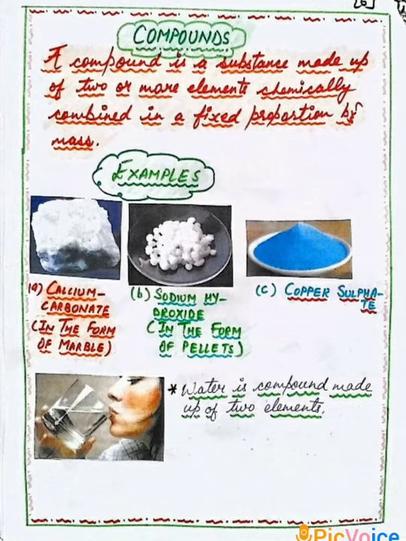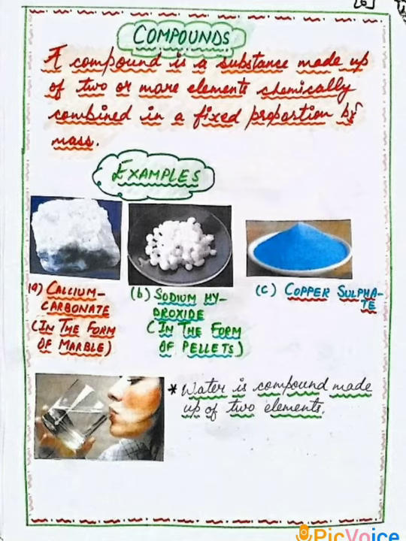Now, compounds. A compound is a substance made up of two or more elements chemically combined in a fixed proportion by mass. For example, water, H2O, is a compound made up of two elements, that is hydrogen and oxygen, chemically combined in a fixed proportion of 1:8 by mass.